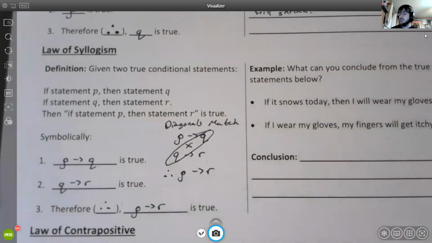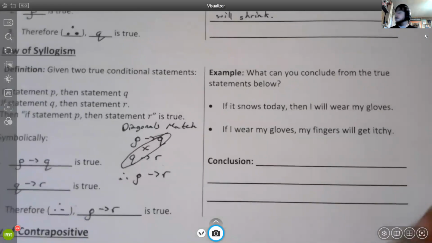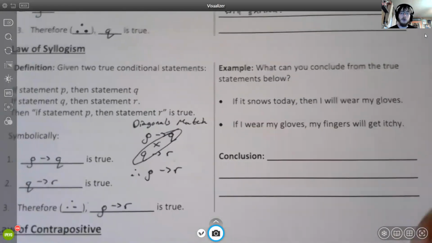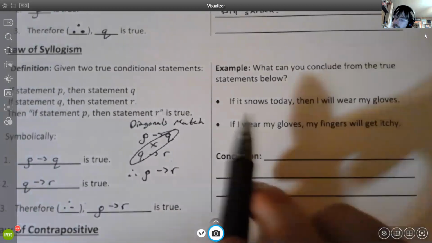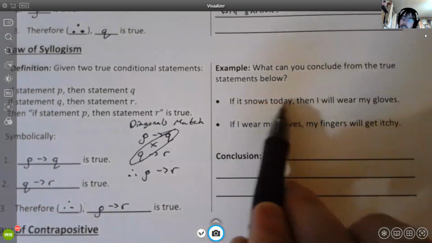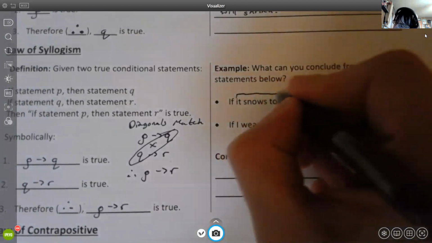So let's look at this. What can you conclude from the true statements below? If it snows today, then I will wear my gloves. If I wear my gloves, my fingers will get itchy. Now, since we have two if-then statements, our conclusion is going to have to be an if-then statement. Okay? So I'm going to go ahead and put this in symbolic form. So if it snows today, so it snows today, that's the first statement, so we're going to put it with a P.